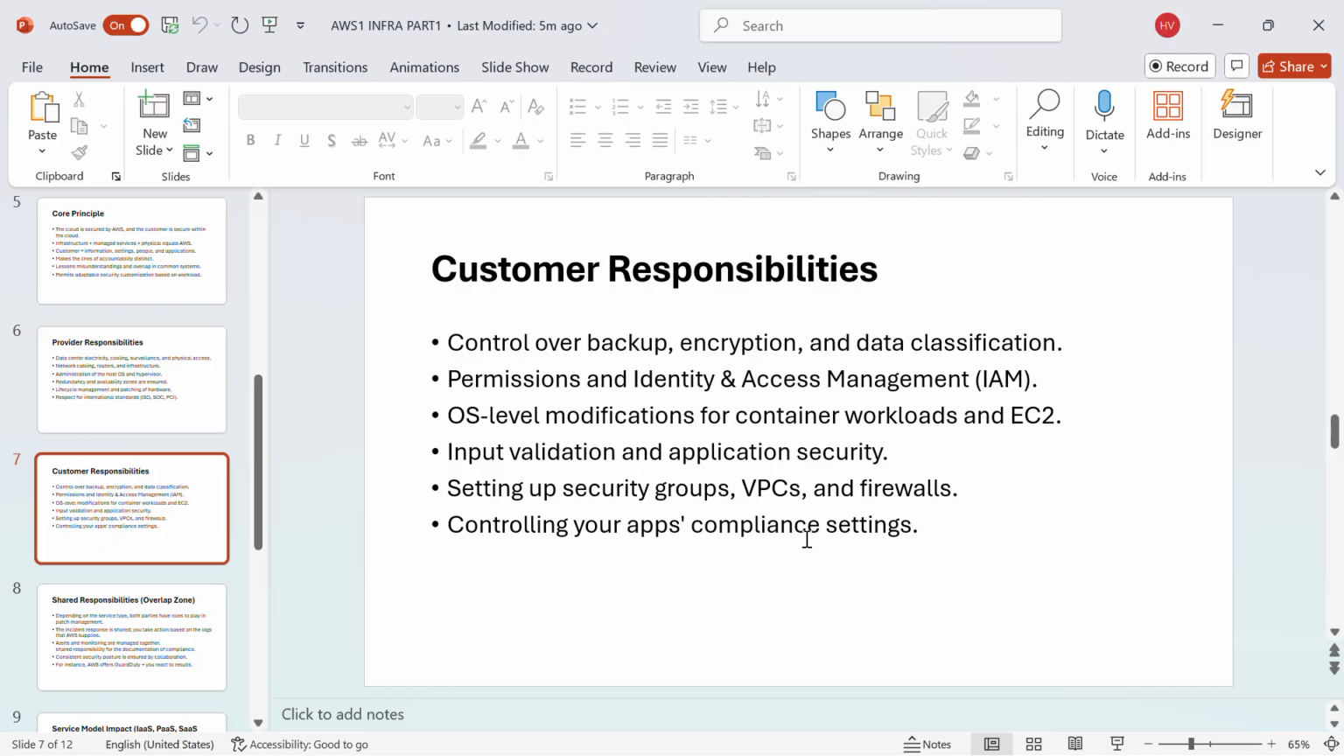Customer responsibilities. Control over backup, encryption, and data classification. Permissions and identity and access management, IAM. OS level modifications for container workloads and EC2. Input validation and application security. Setting up security groups, VPCs, and firewalls. Controlling your app's compliance settings.